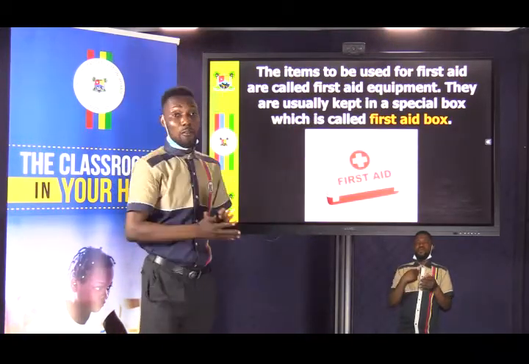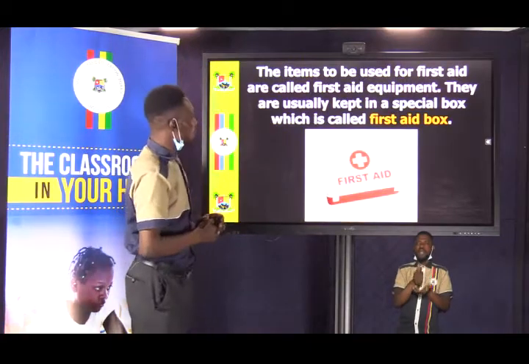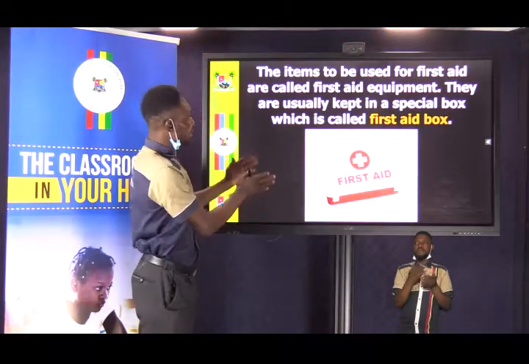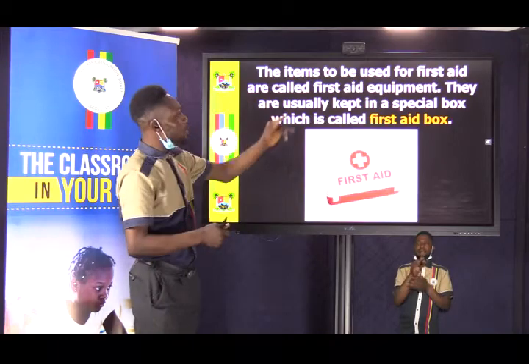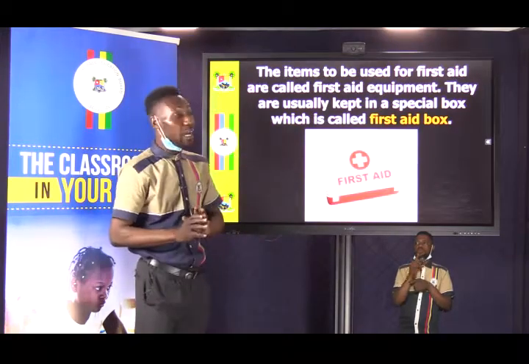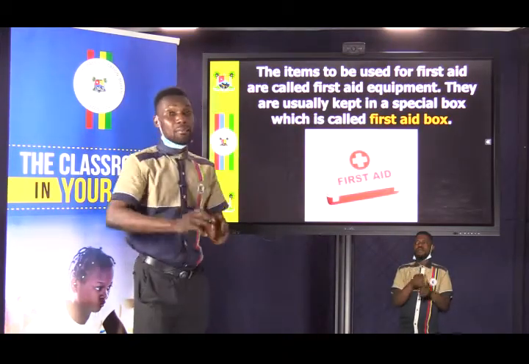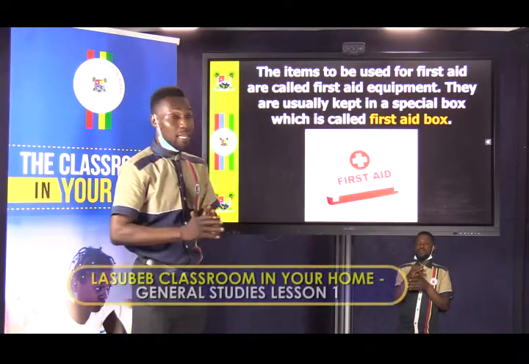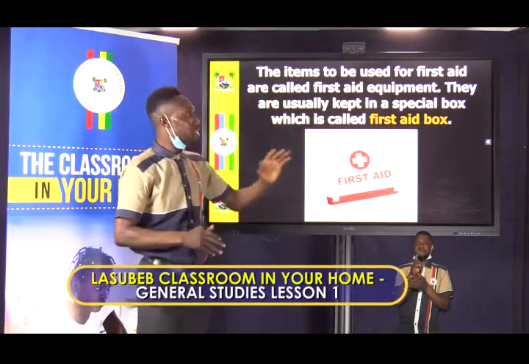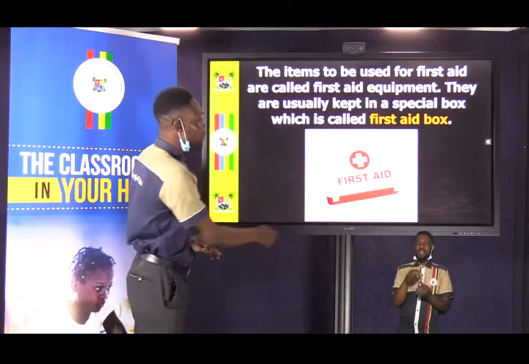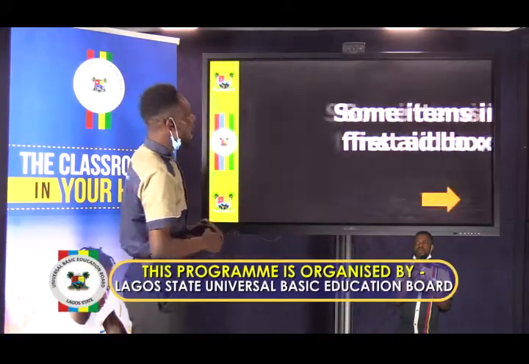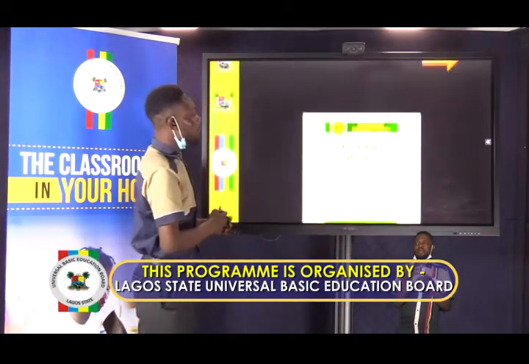We need to talk about first aid box. Talking about first aid box, we have some items in first aid box. The items to be used for first aid are called first aid equipment. Those items in the first aid box are called first aid equipment. They are usually kept in a special box, which is called first aid box. Let's look at the items found in the first aid box.